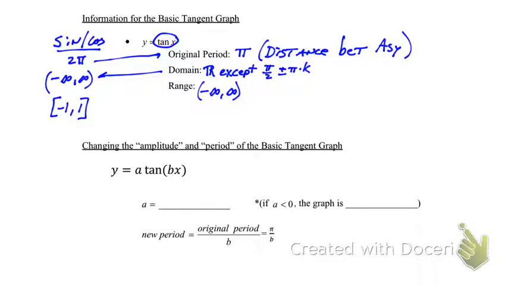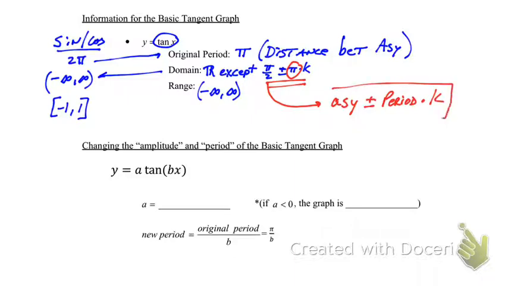Now, an easy way to think about how we write this. Again, what's the format of how we write this domain? Well, it's that asymptote plus or minus, what's this pi? That's the period of a tangent graph, times k. So kind of remember that format. That'll come in handy later. It's an asymptote, the right-hand asymptote, plus or minus the period times k.